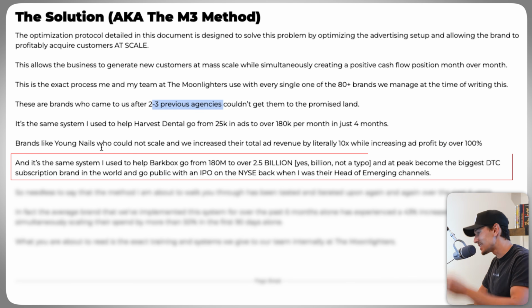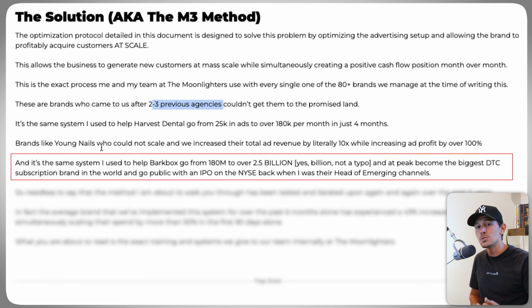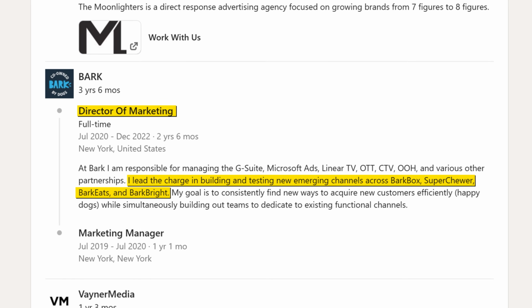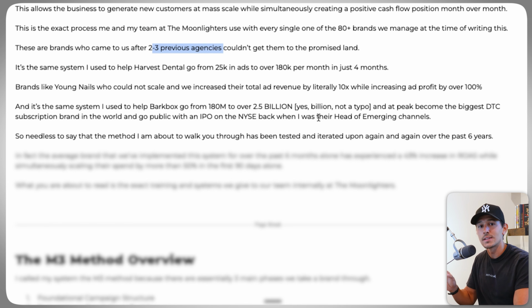And it's the same exact system that I used when I was at BarkBox. When I joined, they were a $180 million business. And when I left, not a typo, they were a $2.5 billion business. Now, at that time, we were working with massive budgets and they became one of the biggest direct-to-consumer subscription brands in the world. We IPO'd on the New York Stock Exchange, and at the time, I was the head of emerging channels. So when I tell you that this is a battle-tested system, I'm not sure how many ways I could possibly prove it.